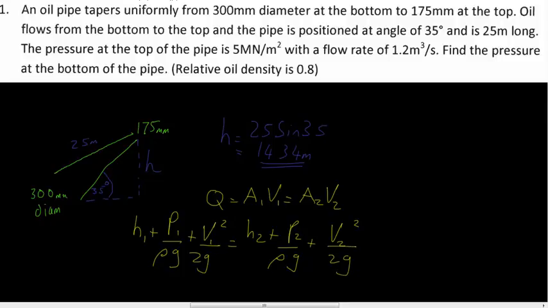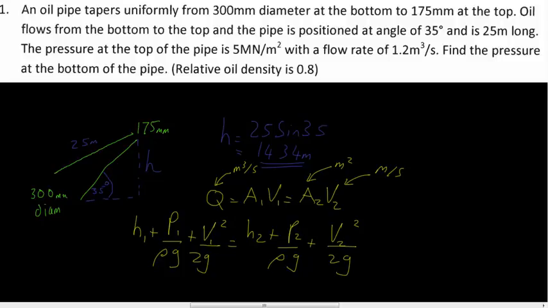Okay, so the continuity equation is saying that Q, our flow rate in meters cubed per second, is equal to the area of the inlet times the velocity of the inlet, which must be equal to the area of the outlet times the velocity of the outlet. So the area is in meters squared and the velocity in meters per second. That says that what you put in you must get out. We are talking here about incompressible fluids, so whatever we put in here must come out the other end.